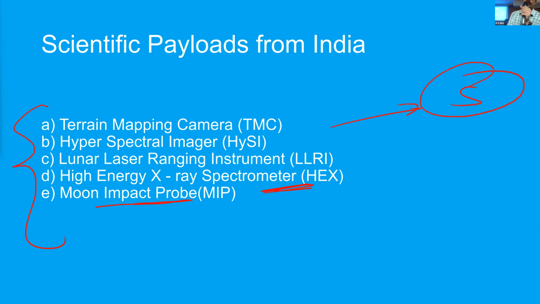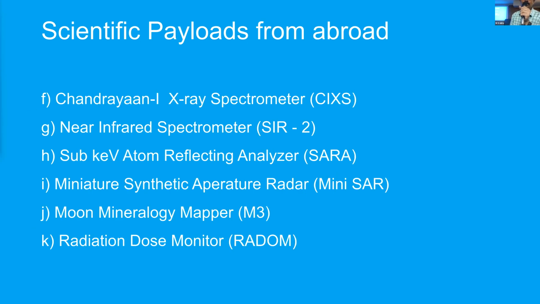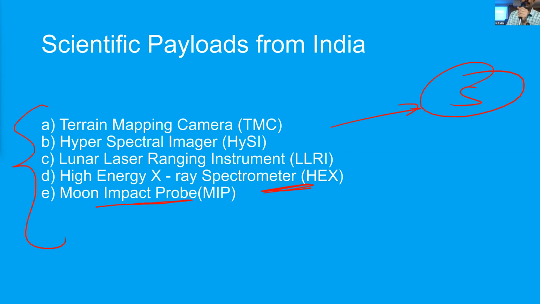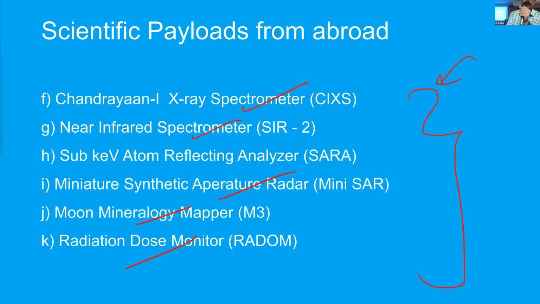The rest of the other countries gave these Chandrayaan-1 instruments. See how many spectrometers you have. Spectrometer, synthetic aperture radar, mineralogy mapper, radiation dose monitor. All these others are from countries like USA, UK, Bulgaria. Other countries gave this. We carried total how many? 11 instruments. This is not important much, but this is important. These 5 things which were carried by India are important. Then comes the moon impact probe.